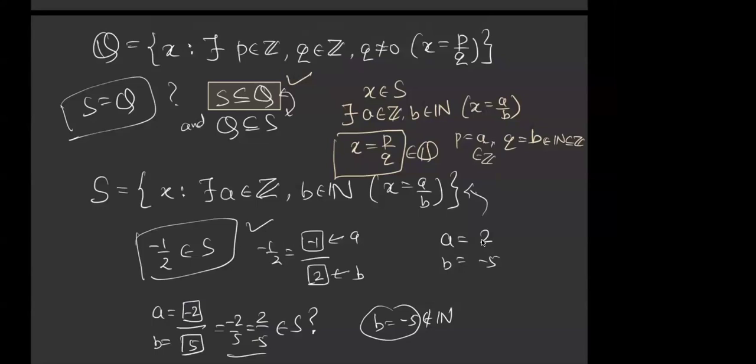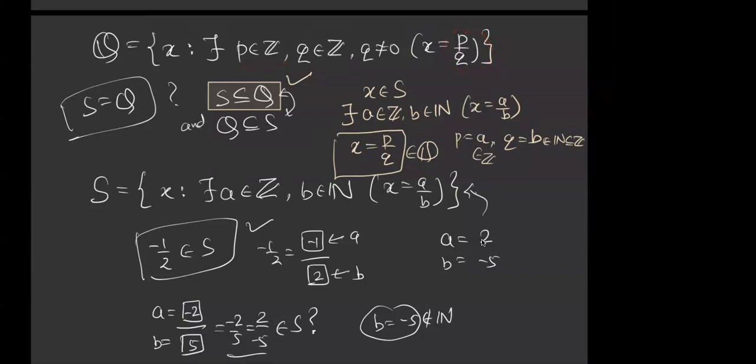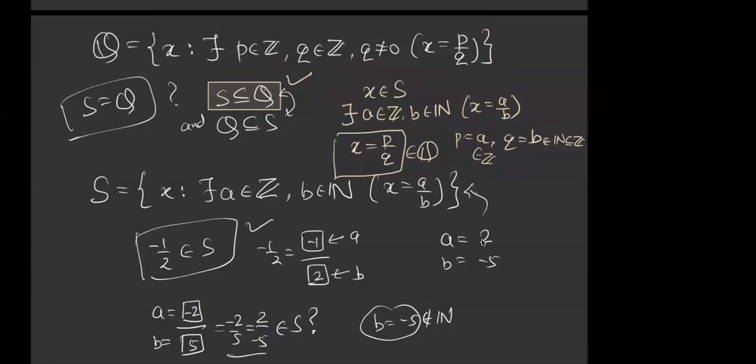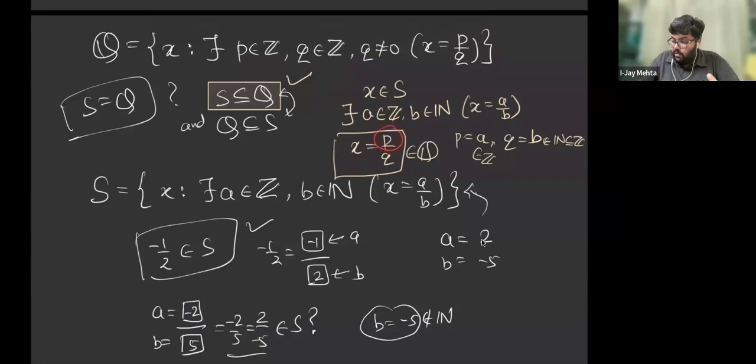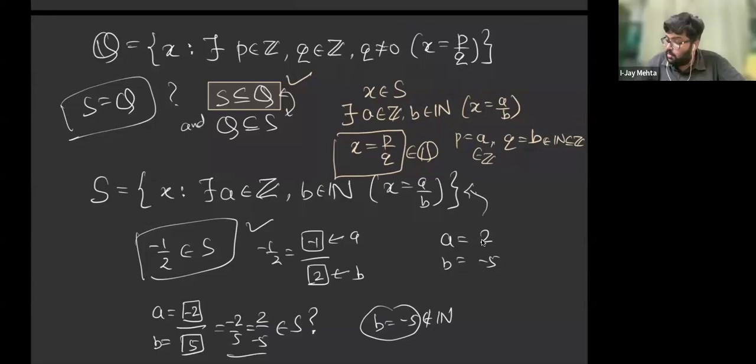When does it belong to Q? If I can write X equals P by Q for some P belonging to integer and Q an integer and Q is non-zero. Did we check all the three properties? Let us see. I know X equals A by B. I want to write X equals P by Q. What should be my P?